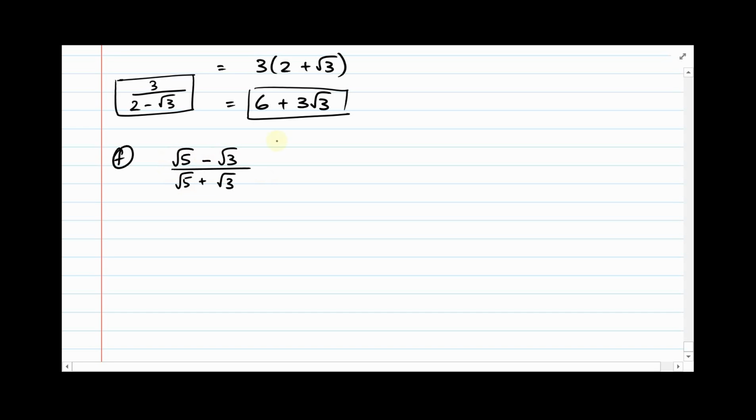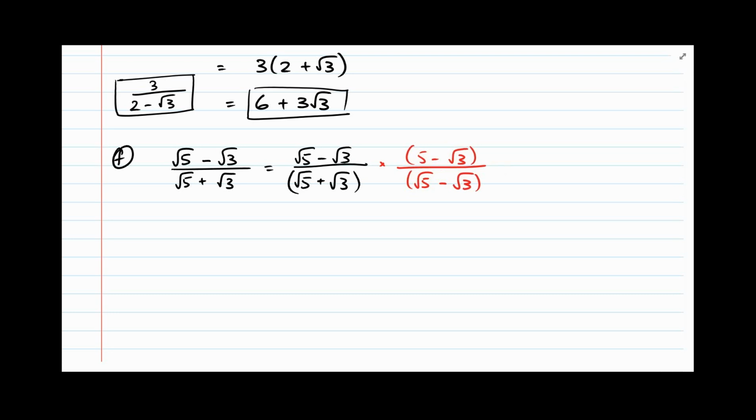Okay, so again we have to rationalize. Root 5 minus root 3 over root 5 plus root 3. I observe the denominator. I'm going to rationalize using the conjugate, which is root 5 minus root 3. Let's see if you recognize some things here.